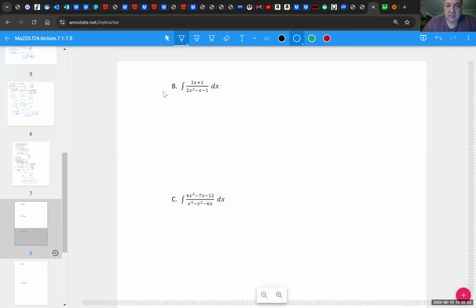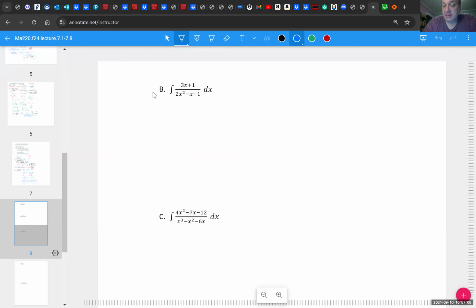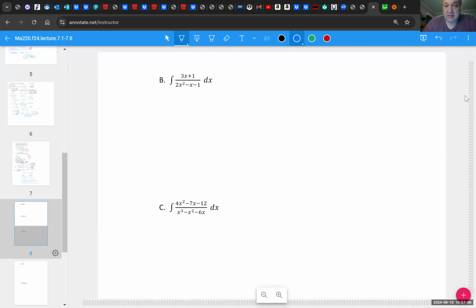creatively labeled B. I have 3x plus 1 over 2x squared minus x minus 1. I'll be doing a very similar procedure. The reason why I thought I would do this example is because the bottom is not as easy to factor. You know, there are fewer rules that help with exactly how to factor this. So factoring is definitely one of those things that, you know, you might need to practice a little bit to be able to do these problems. Factoring is essentially a guess and check process.